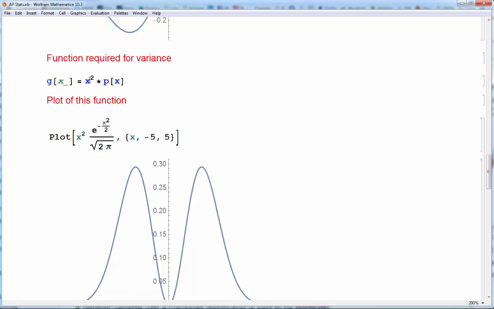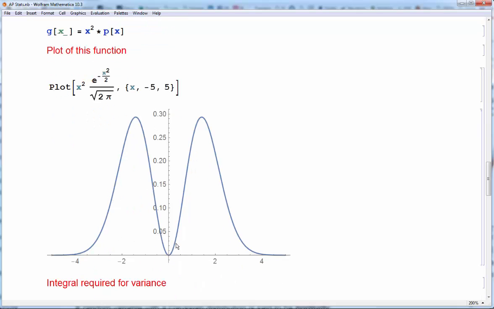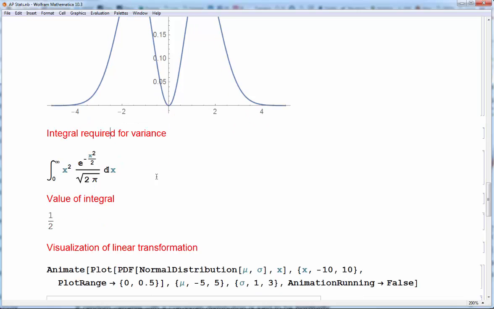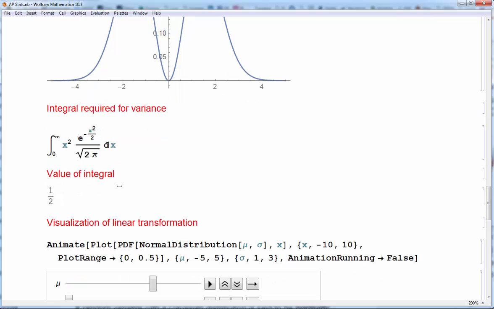The density is multiplied by x squared, and then we plot this function, and as you see, this is a symmetric positive function, so the total area under the graph is twice the area under the graph to the right of the origin. Here we define the integral required for variance. Here's the definition. The value of that integral is equal to 1/2. This is calculated by Mathematica. We don't need to worry about how this is calculated. In fact, this involves very high level math.